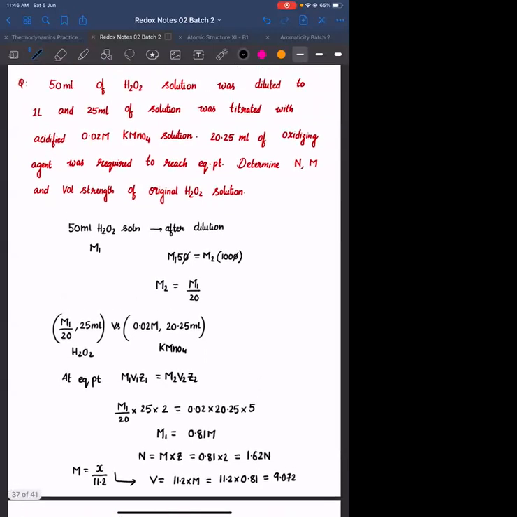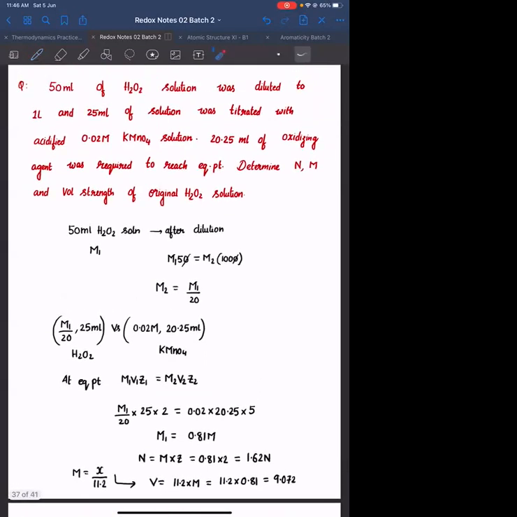बस आपको इक्विवेलेंस को ही इक्वेट करना है. सपोज इनिशियल ये जो इंफॉर्मेशन नहीं दिया, then you can directly equate 25 into molarity into 2 must be equal to 0.02 into 20.25 into 5. Then you will get molarity of this 25 ml solution. पहले आप लोग ऐसा भी कर सकते हो. You can find the molarity of this solution. After finding this, you can find the molarity of the 50 ml solution. M1 V1 equal to M2 V2. Agreed?